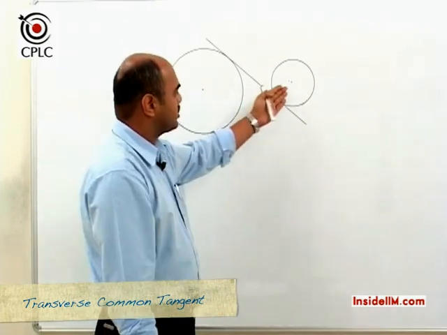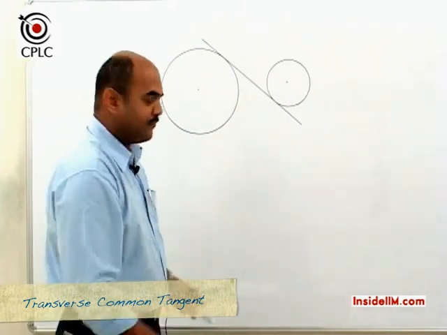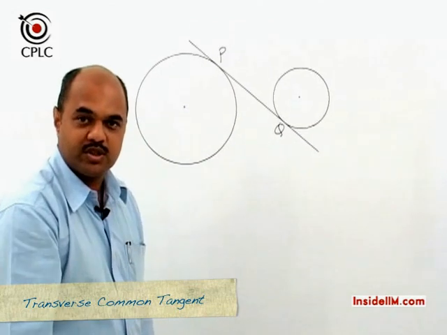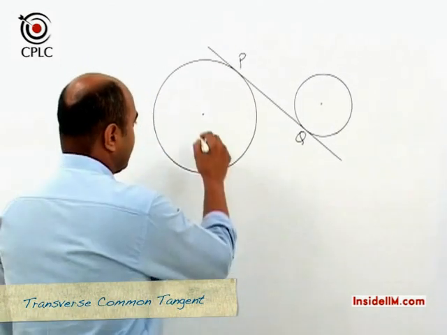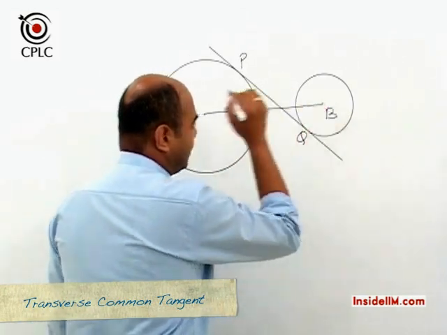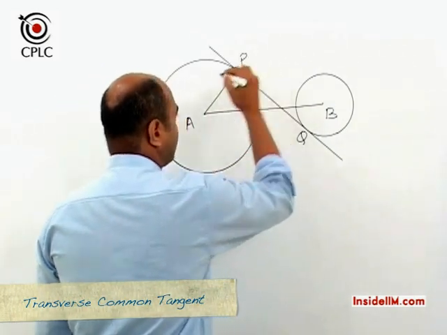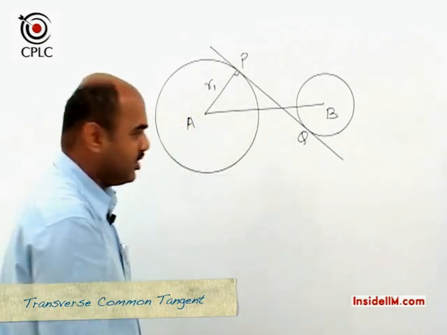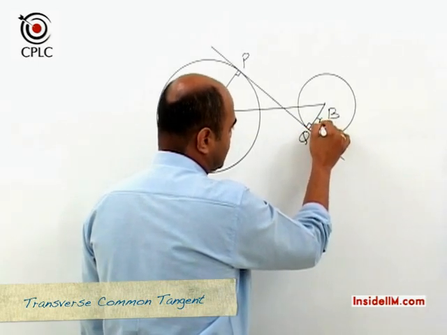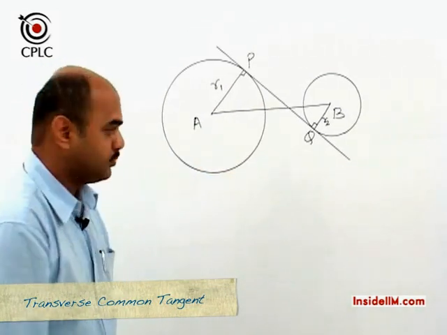Now when you have two circles on opposite sides of the common tangent, it is called the transverse common tangent. Once again, we need to arrive at a formula for the length of the transverse common tangent, which is PQ. If we have the centers as A and B, and we join these two points A and B, and if we join A to P, which gives us a right angle, this radius is R1. If we join B to Q, which again gives us a right angle, this is R2. We need to arrive at a formula for this length PQ.